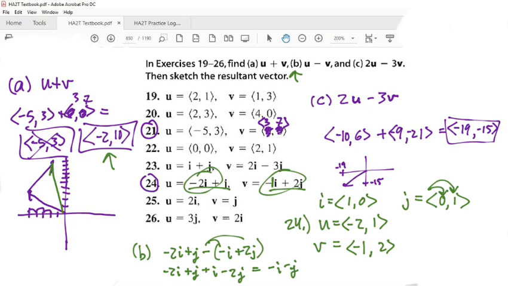Positive I, and then minus 2J, minus J. So that's the vector. If you want to write it in component form, it's just the coefficients: negative 1, comma, negative 1. And then you guys know how to graph that, right? Negative 1, negative 1, and I put this dot right there, and I go, yay, that's my vector. Okay, all done.